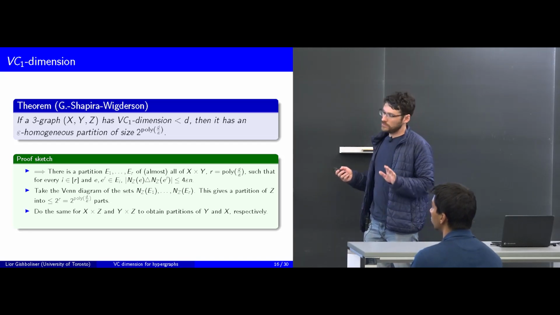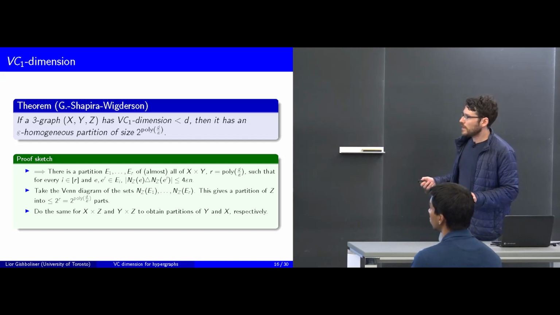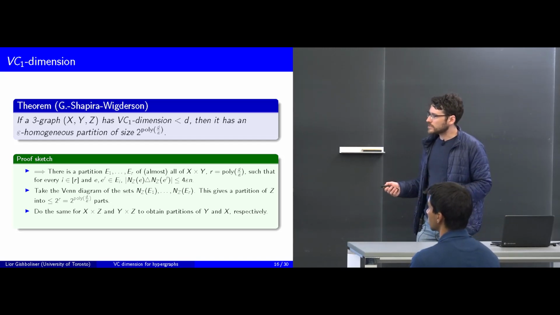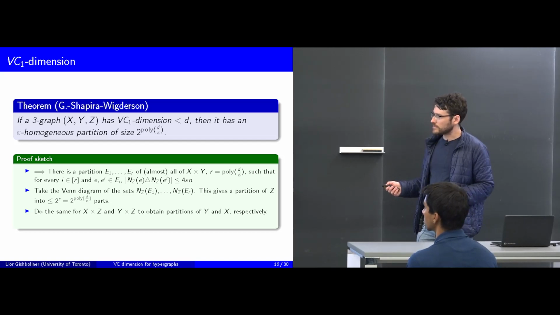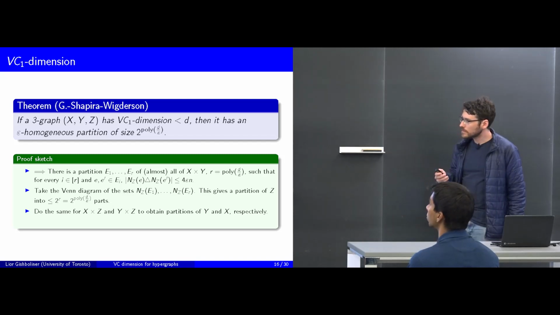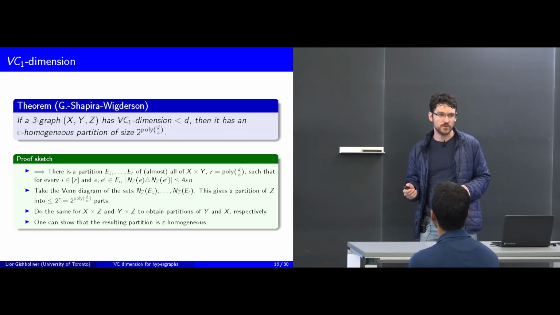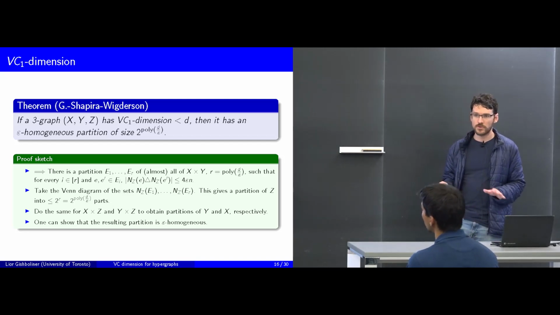Now this is essentially most of the proof. What I'll do now is repeat this whole game, but instead of x times y, I will take x times z. This will give me a partition of y. And I'll take y times z. This will give me a partition of x. I should say x here. And so we have these partitions, and one can show that this gives an epsilon homogeneous partition. Okay, so I'll skip this part, but that's the proof. Okay, questions?